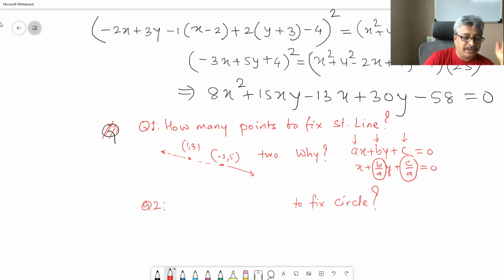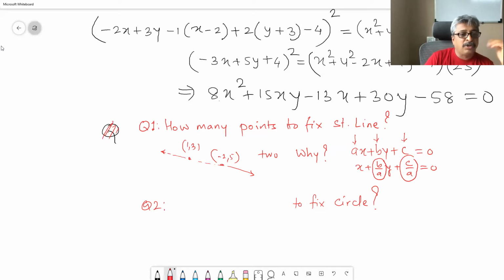Therefore, I require 2 points. Do you agree with this? To fix a straight line, we have two unknowns in the equation of a straight line, and therefore we require at least 2 points. If we give only 1 point, then there are infinitely many lines, because you can take any value of one unknown and find the value of the other unknown, therefore infinitely many.